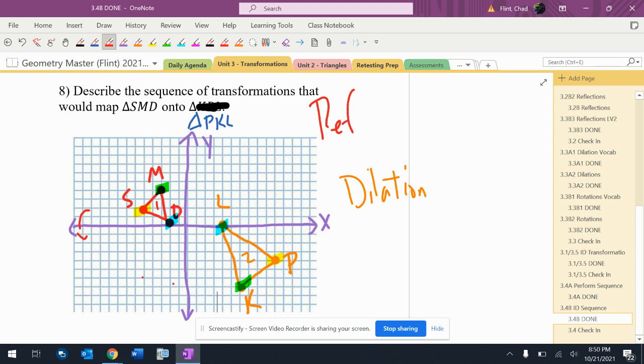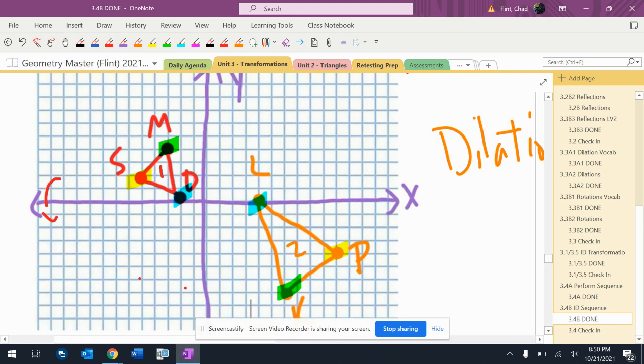So I'm going to reflect over the x-axis. Sorry. So M is going down 1, 2, 3, 4, 1, 2, 3, 4. S is going down 2. So it's going to there. So I have S prime, M prime, and then D doesn't move.